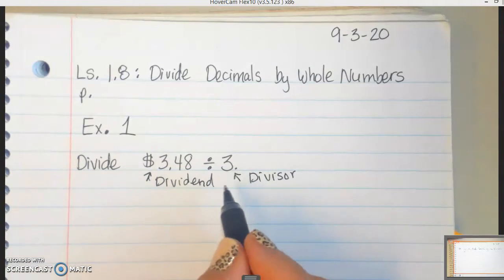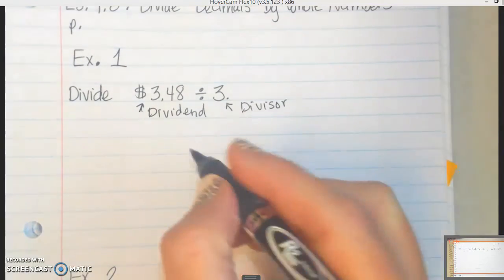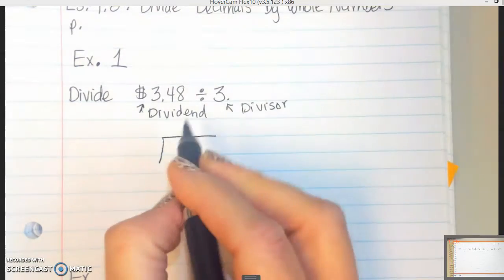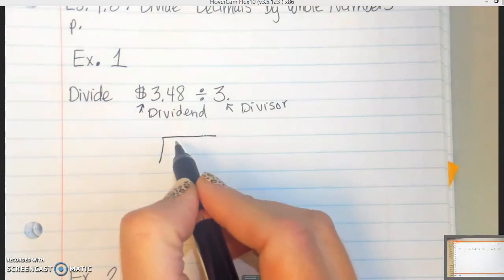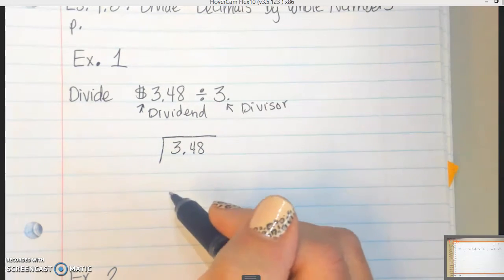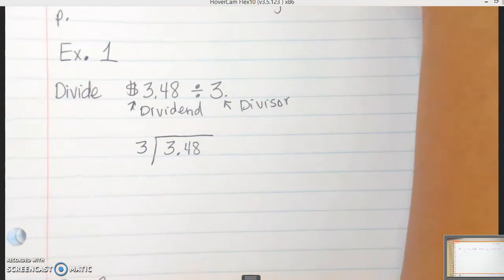So the first thing you need to do is you need to know how to set these up under the bar. So 3.48 goes under the bar. We'll just leave the dollar sign off for now. And 3 goes on the outside. Let me zoom in a little bit.